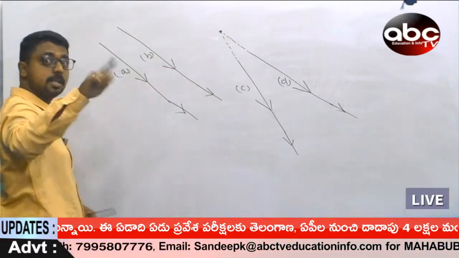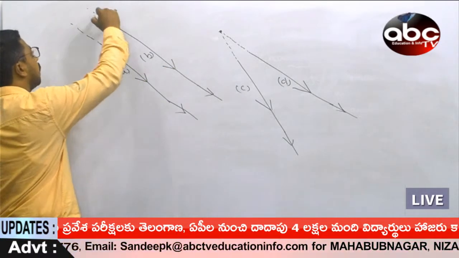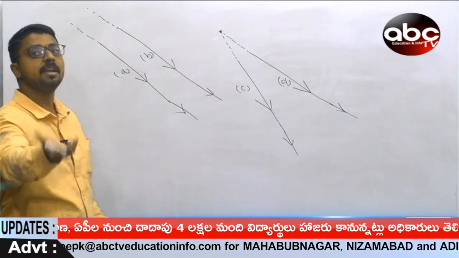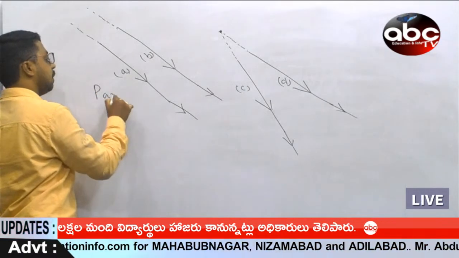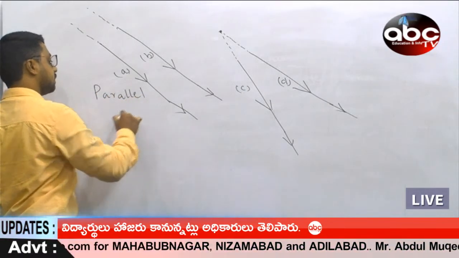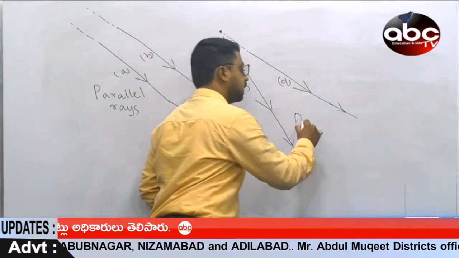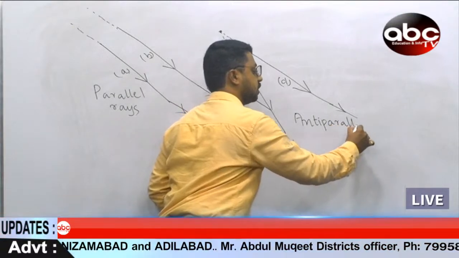Whereas, let us try the same principle here also. These are the rays which do not meet even at the back side. So these are called parallel rays. These are called anti-parallel rays.